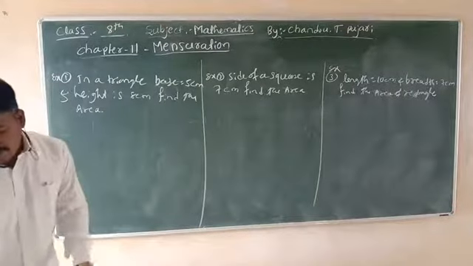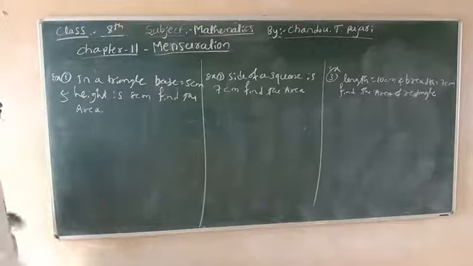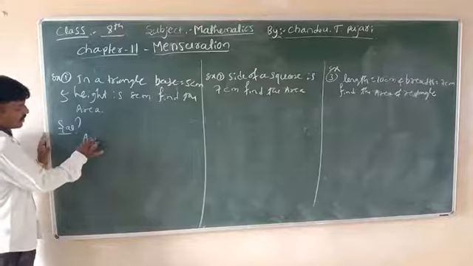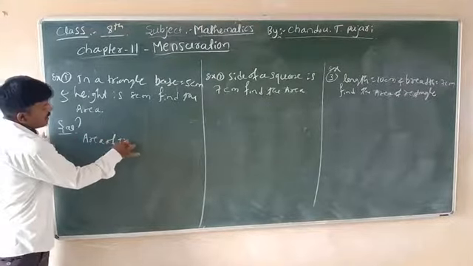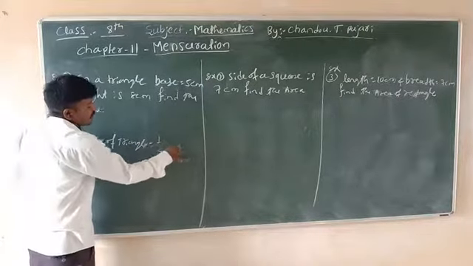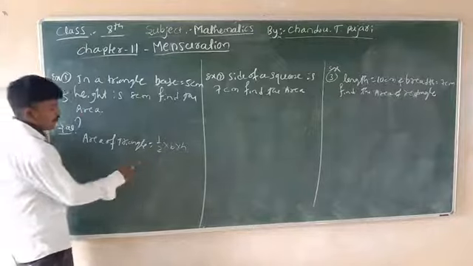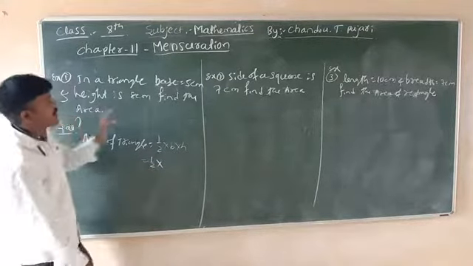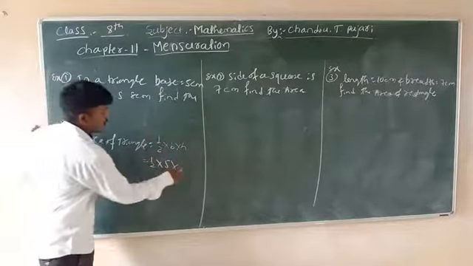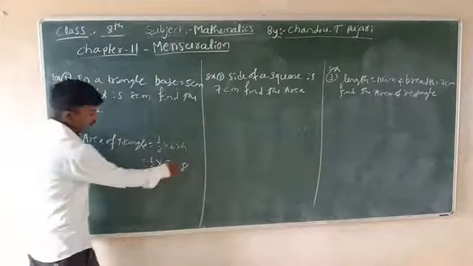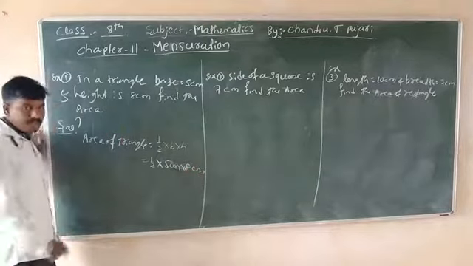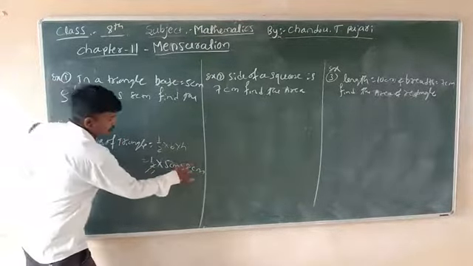Okay, solve these examples. Very simple questions are here. First question is very easy: area of a triangle. The formula is 1/2 × base × height. Put the values: 1/2 × base, which is given as 5, and height is 8 centimeters. Simplification: 2 fours are 8, so I cancel.